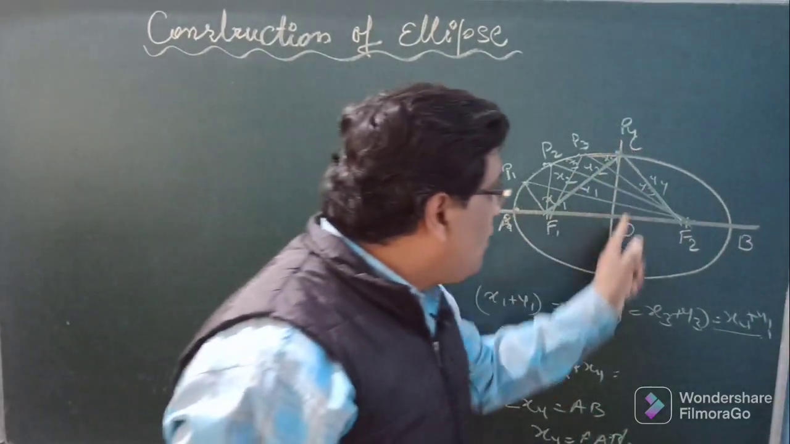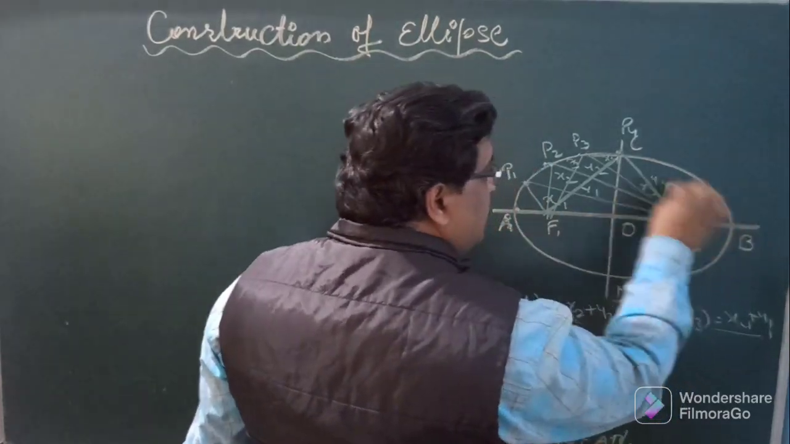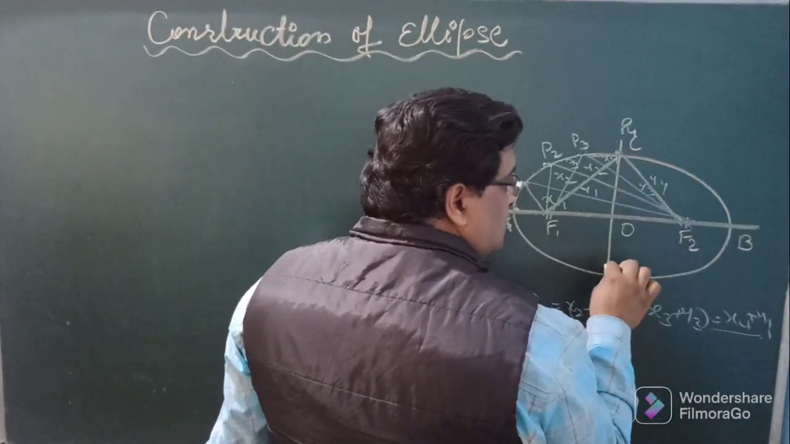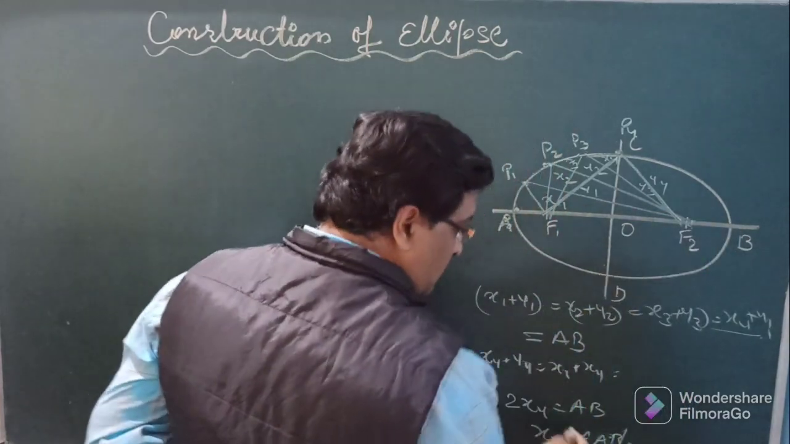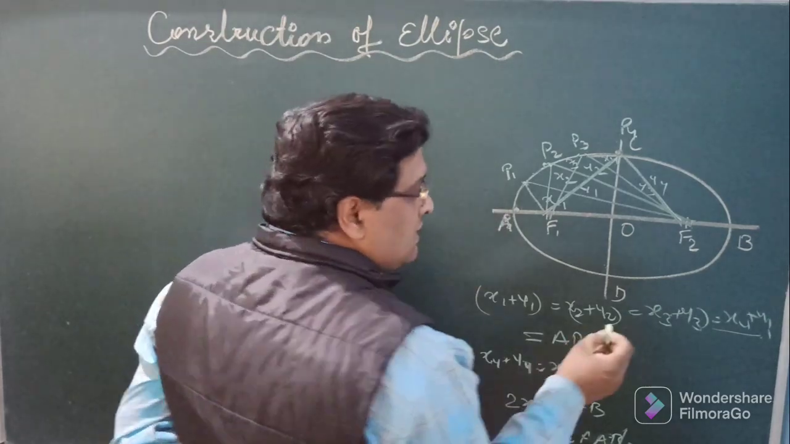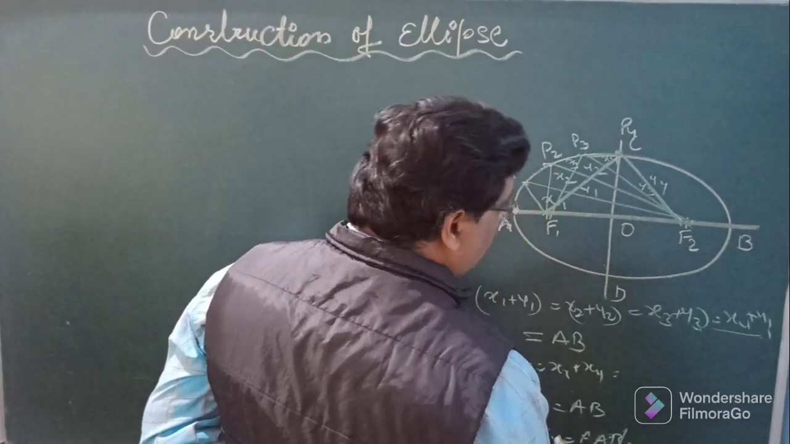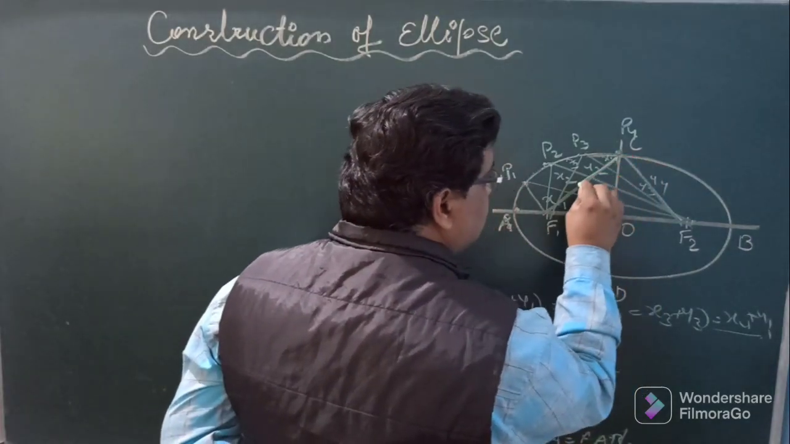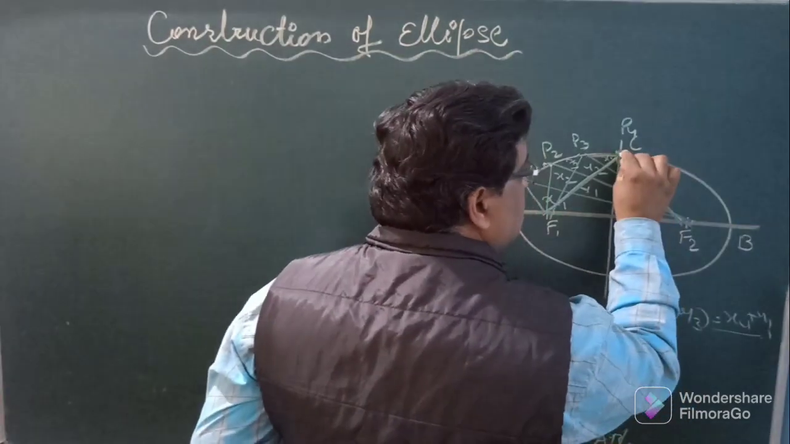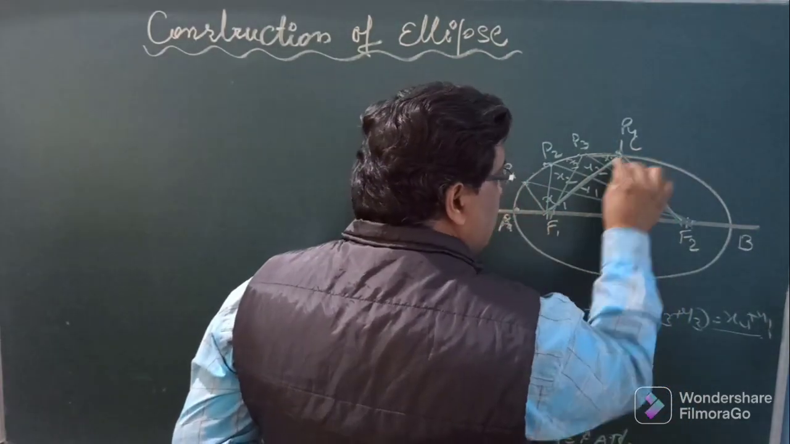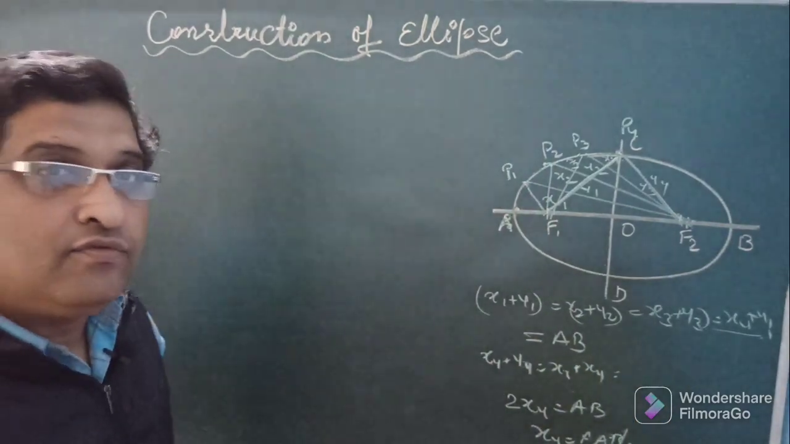So if in the problem AB is given, that is major axis, and CD is also given, minor axis, you can easily find out the positions of F1 and F2 by this formula. How? Just take half of AB, which is equal to x4, meaning this distance. So what you can do is take half of AB, put the center at C and cut both the sides, so that you get F1 and F2.